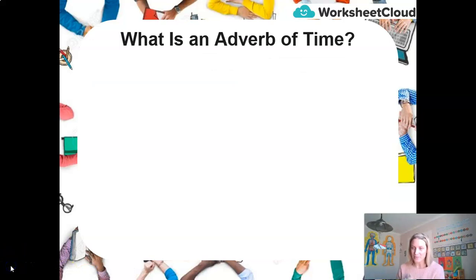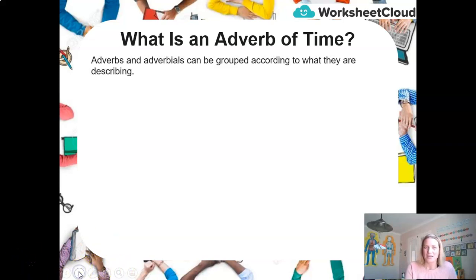Now, adverbs and adverbials can be grouped together depending on what they're describing, and that's what we're going to look at next. We are going to explore 5 different groups of adverbs. Adverbs of time, manner, place, number, and frequency. So let's start with adverbs of time. So as I've said, adverbs and adverbials can be grouped according to what they are describing.